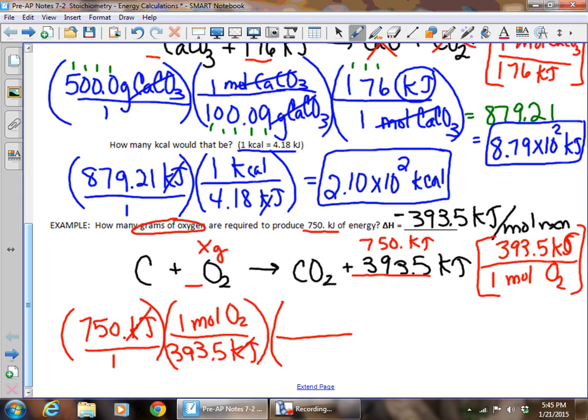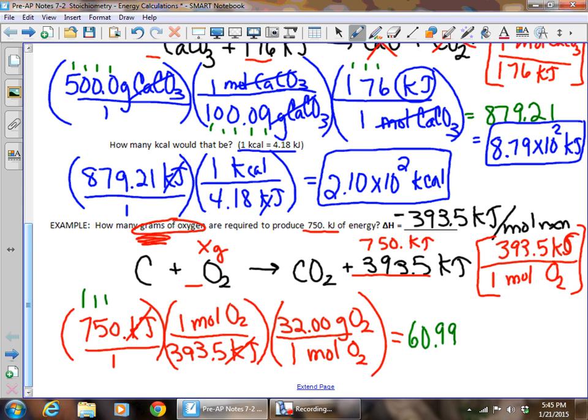And now we're at moles of oxygen, but we don't want moles of oxygen. We want grams of oxygen. So we're going to need our molar mass. 2 oxygens add up to 32.00 grams per mole. And when we multiply this out, we get 60.99. And based on our sig figs, we have 3 sig figs here. We have 4 sig figs here and 4 sig figs here. So it looks like we need 3 sig figs in our final answer. So it becomes 6.10 times 10 to the first grams of oxygen. And those are our energy calculations.